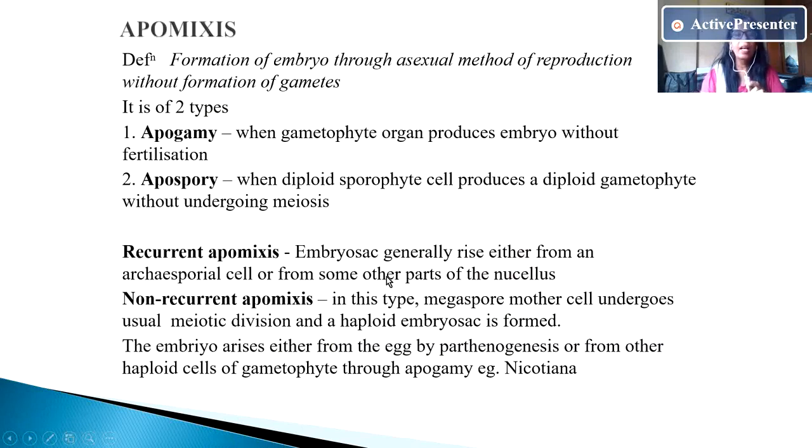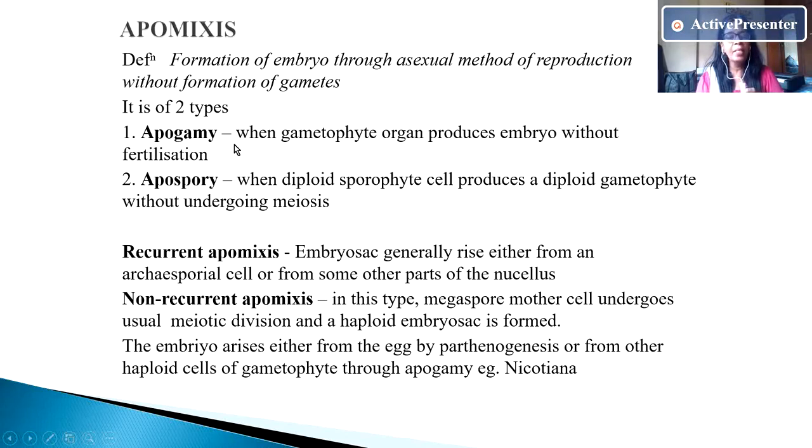See here, next topic is apomixis. What is apomixis? Formation of embryo through asexual method of reproduction without formation of gametes. That is 2 types. Apogamy, when the gametophyte organ produces embryo without fertilization, and apospory, when diploid sporophyte cell produces diploid gametophyte without undergoing meiosis. Normally sporophyte have to undergo meiosis for the formation of the spore, but here no meiosis.